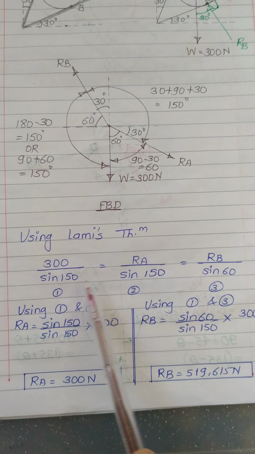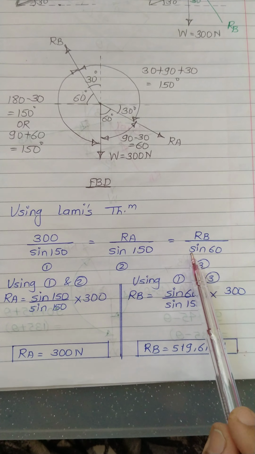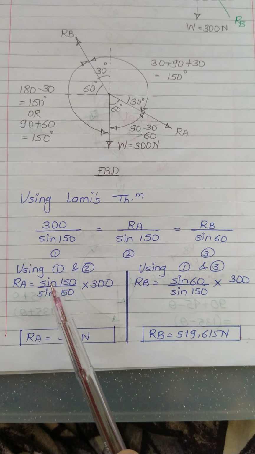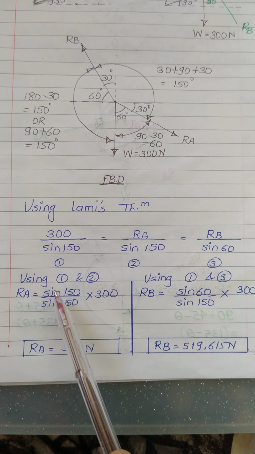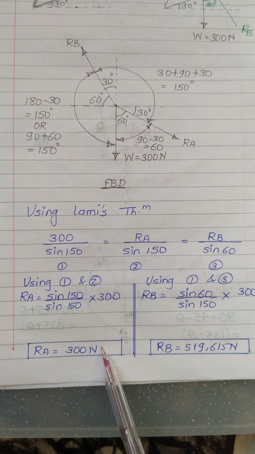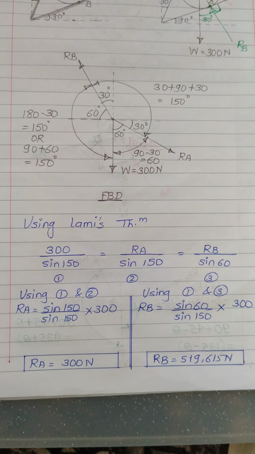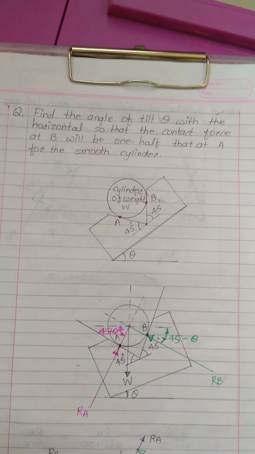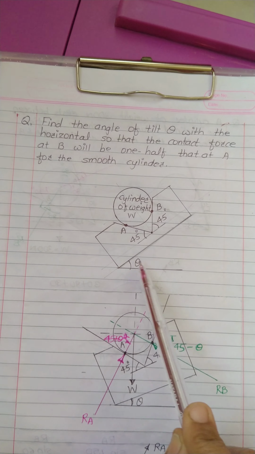So by using the first, second and third term, you can solve this directly on a calculator, or by going for cross multiplication as explained in the previous problem, and you can find RA and RB. So here RA comes to 300 Newton and RB comes to 519.615. Now this is the third numerical, in which we have to find the angle of tilt theta.